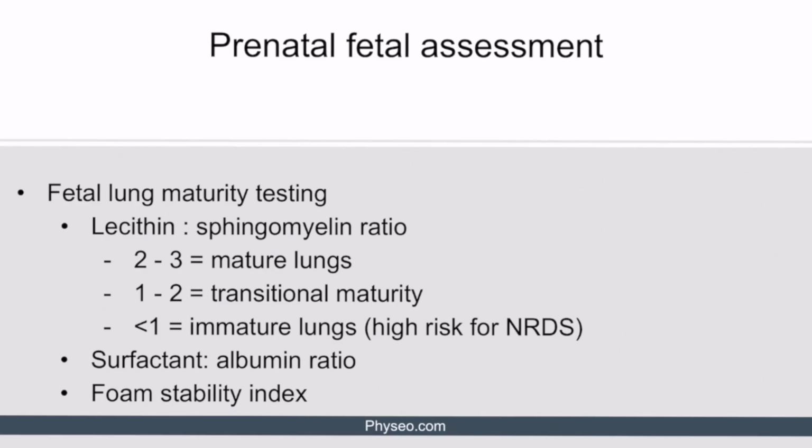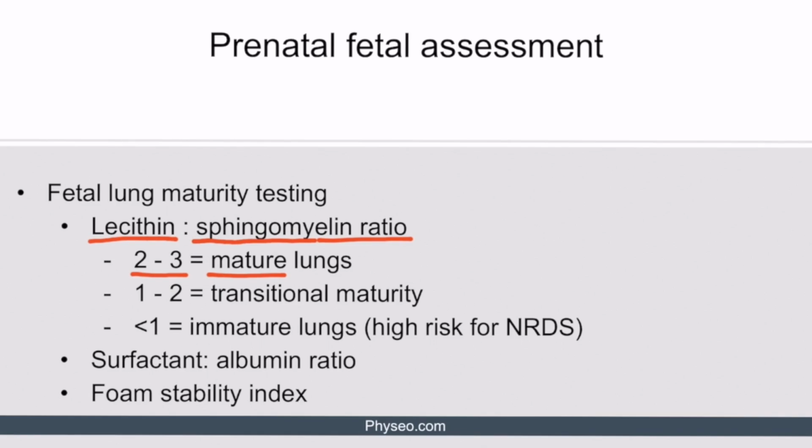The most commonly used test is the lecithin to sphingomyelin ratio, and you determine this in the amniotic fluid. So you really get a ratio from this. If you get a ratio of 2 to 3, that indicates that the lungs are mature. So what is high exactly? It's the lecithin. Think of that numerator. You have more lecithin, which indicates maturity.